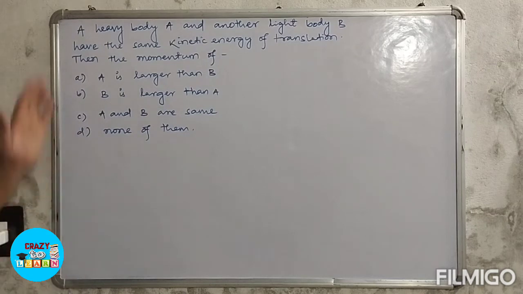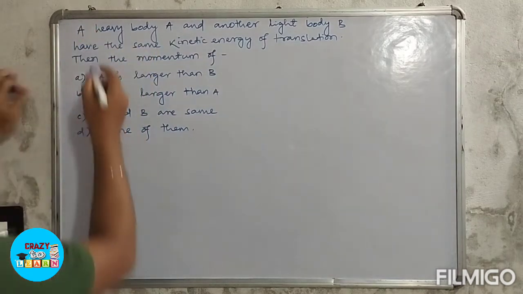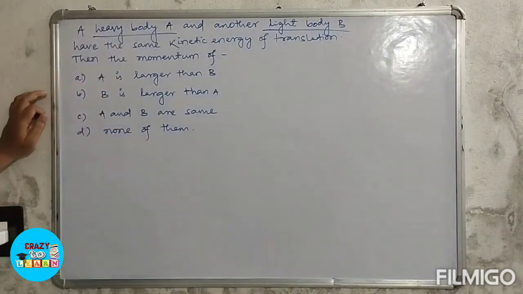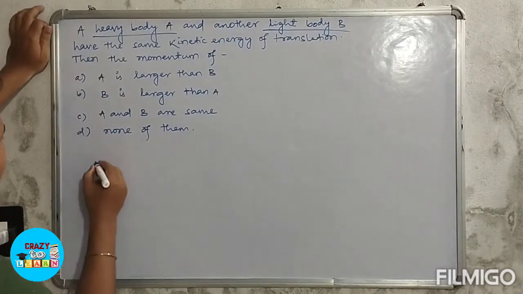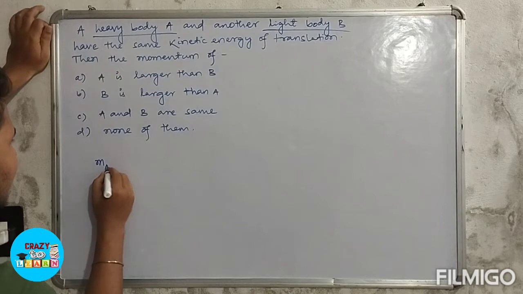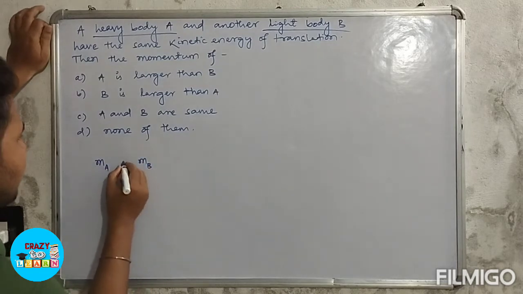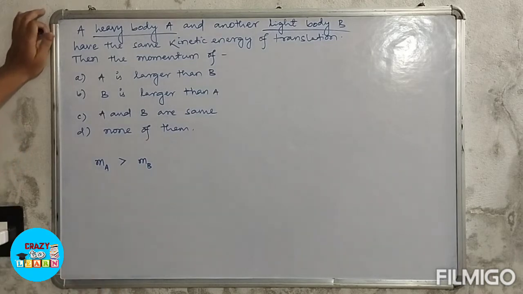Okay, so a heavy body A and another light body B are given according to our question. If we take the mass of body A as ma and the mass of body B as mb, then what is the relation between ma and mb? The ma is greater than mb.